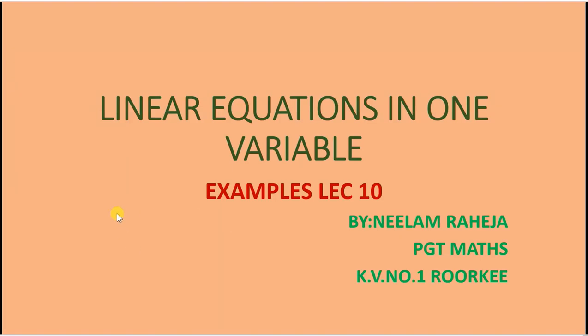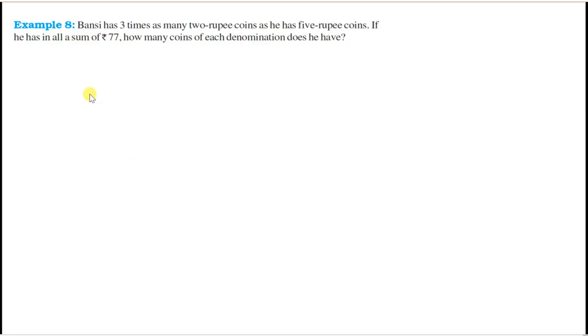We are going to discuss some examples of chapter 2. Bansi has 3 times as many 2 rupee coins as he has 5 rupee coins.